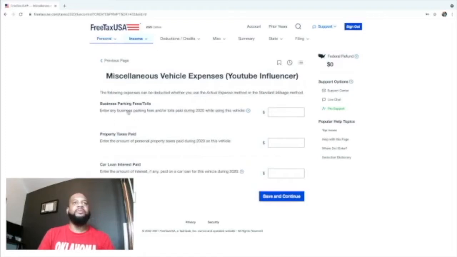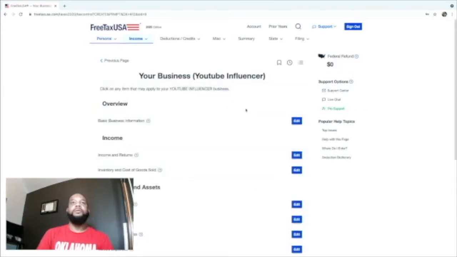Enter any business parking fees or tolls. Man, I got so many. I'm waiting on one from Texas right now. And car loan interest paid. Now, however much you paid on car interest. So, our federal return is still zero. Let me show you how this will change.